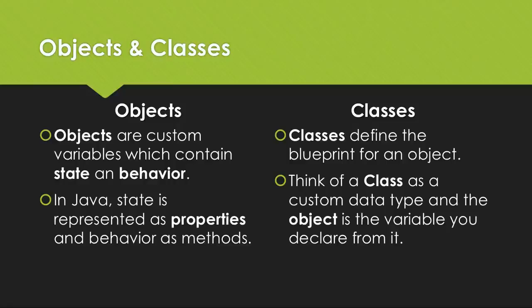So you'll hear me say the word method. When I say the word method, I'm referring to a behavior on an object. When I say properties, I'm referring to the characteristic of that object. Now, a class is a blueprint or a definition for an object. The way I like to think of a class is like building a custom data type, and the variables that you declare from that class are objects. That's the best way to think about it.